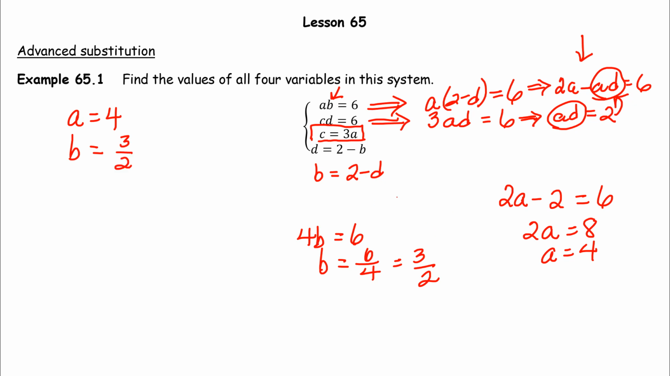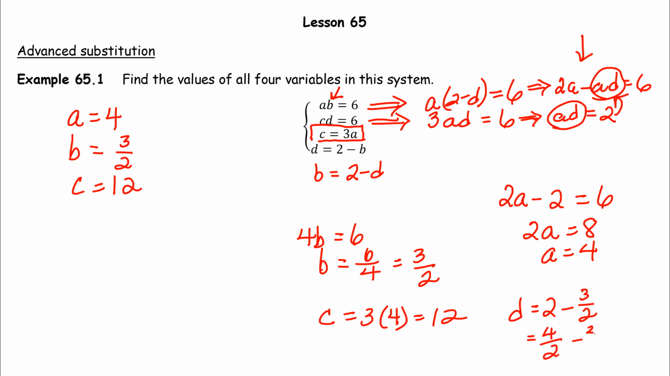We can see that c is equal to 3a by the third equation. So c is equal to 3 times 4, which is a, and that's 12. So c is 12. And then d is 2 minus b. So d is equal to 2 minus 3 halves. And that's going to be 4 halves minus 3 halves, which is 1 half. So d is 1 half. So those are the solutions to that system of equations.